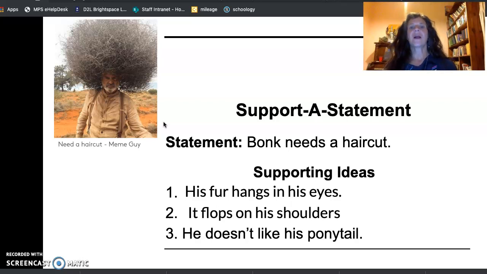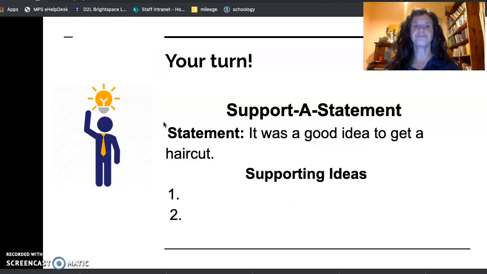Good, good, good. Okay, so I believe that you are all amply prepared to do this on your own now. Now I'm going to give you the statement to think about. You're going to finish the rest of the story and fill out your very own supporting statement, all right? So your statement to think about while you're reading is, it was a good idea to get a haircut. You're going to find two ideas that support this statement from the story, right? Easy peasy, lemon squeezy, you got it, get to it.